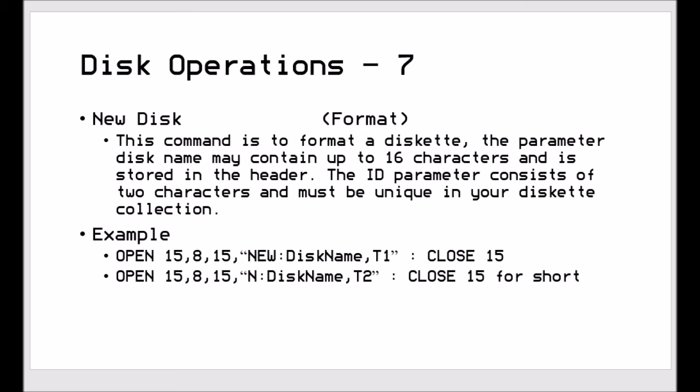Operation number 7 is new disk in 1541 terms, or format in our encoding, and this will allow you to format a disk completely blank, the whole lot, with the header and a unique ID. I can't stress this enough. You need a unique ID for every one of your disks. Don't have two disks with the same ID, or you have to initialize each and every time.